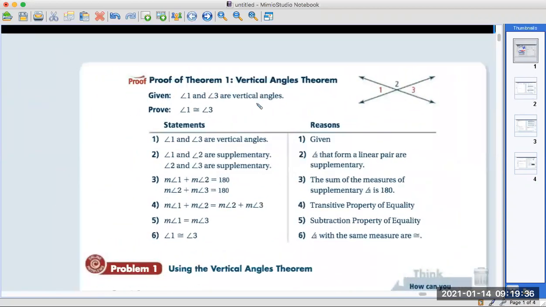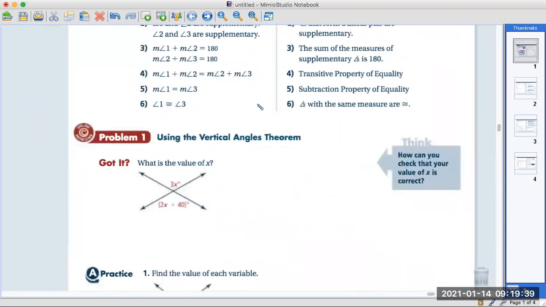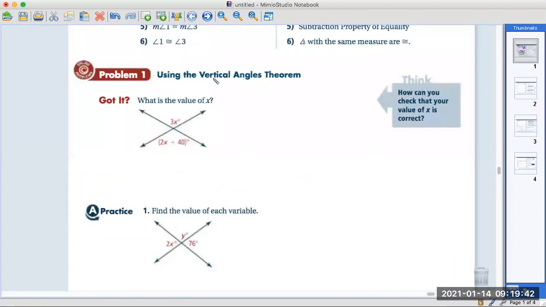This is a proof that I'm going to skip, but we're going to look at problem 1 using the vertical angles theorem. Remember, vertical angles are equal. You're looking at this drawing and you see 2 vertical angles across from each other, but they don't have a measure. They have these algebraic expressions. See the little degree sign up here and up here? This just means it's 3x degrees and it's 2x plus 40 degrees. And your job is to find x. Whenever it's asking you to find a value of x, you have to set up an equation and solve.